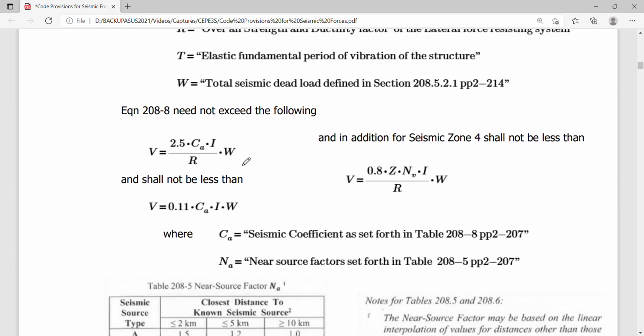Need not exceed. So this is the upper limit, as I've told you, and the lower limit must be checked for all zones. This is the lower, and for zone 4, this is also the lower limit. Okay, so we have two lower limit formula to consider while we have one upper limit formula to consider.